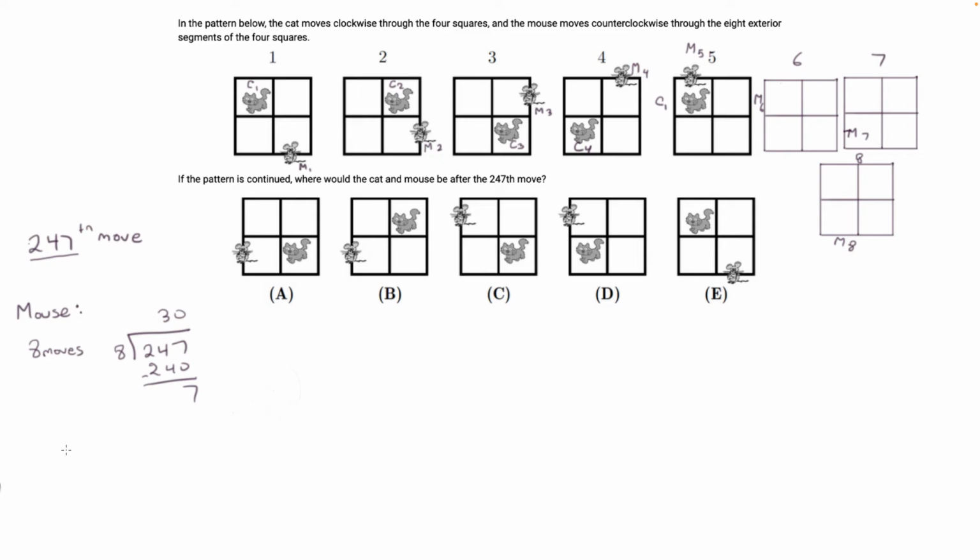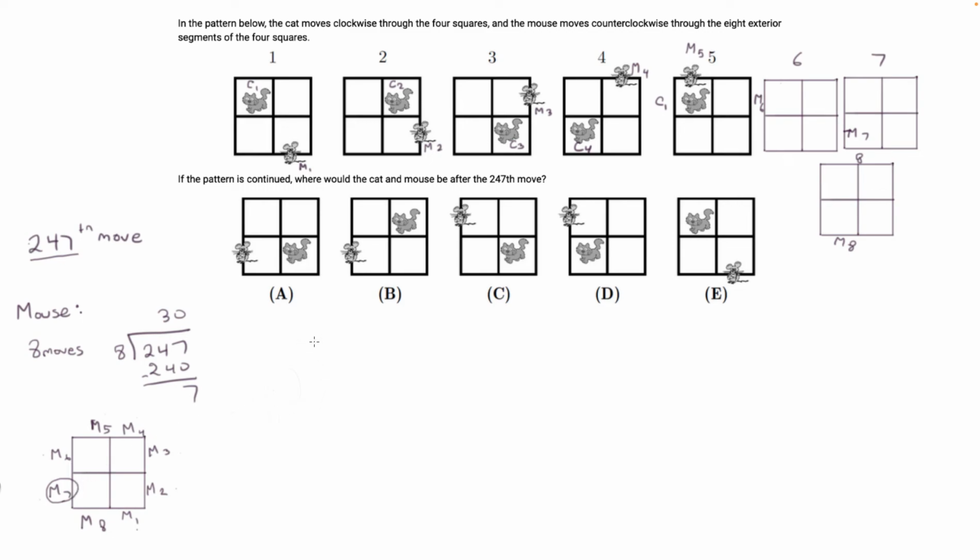So if we start at the beginning of the mouse we had, from the square, we had that the mouse started at M1, and this would be M2, M3, M4, M5, M6, M7, and M8, and we see that the remainder is 7. So if the remainder is 7, we can start from M1 and count 7 moves. So this is number 1, 2, 3, 4, 5, 6, 7. So the mouse is going to be at M7 position when it's at the 247th move.